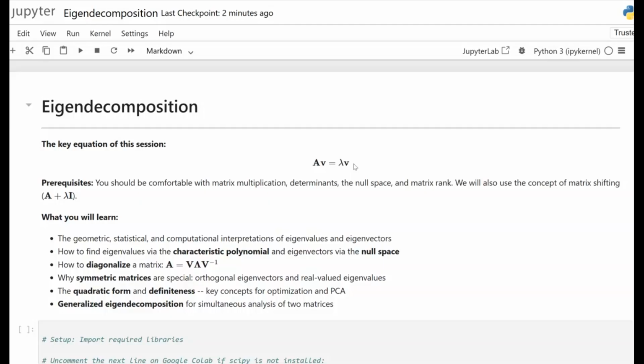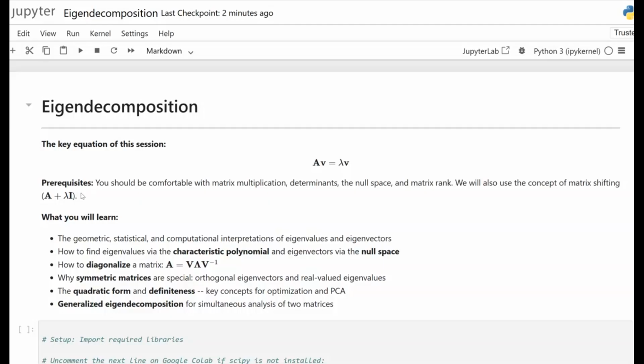And in this exact equation, when matrix A multiplies a special vector V, the result is simply that same vector scaled by this number, that is lambda. Here the vector V is an eigenvector and the scale lambda is its corresponding eigenvalue. Finding all such pairs, that is lambda and V, is what eigendecomposition is all about.